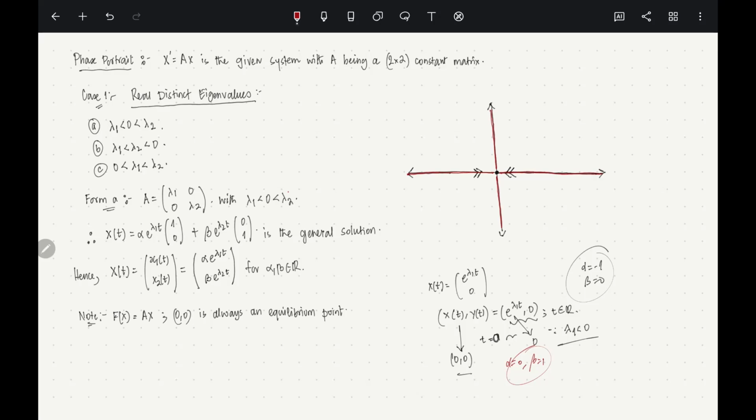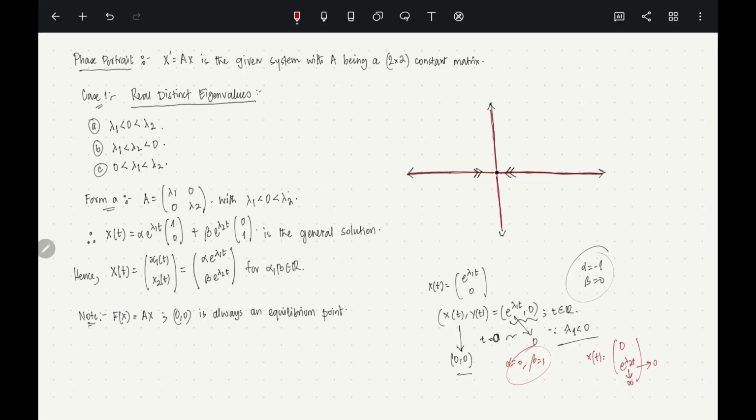So you see, in this case, x of t is alpha, first I'm taking alpha to be 0, right? So basically this is 0 and this one is e power lambda 2 t. Lambda 2 is positive, so as t tends to infinity, this actually blows up, right? And as t tends to minus infinity, this goes to 0. So you understand, we'll look at the trajectory as it starts at minus infinity, and we'll look at what happens at t equals infinity.